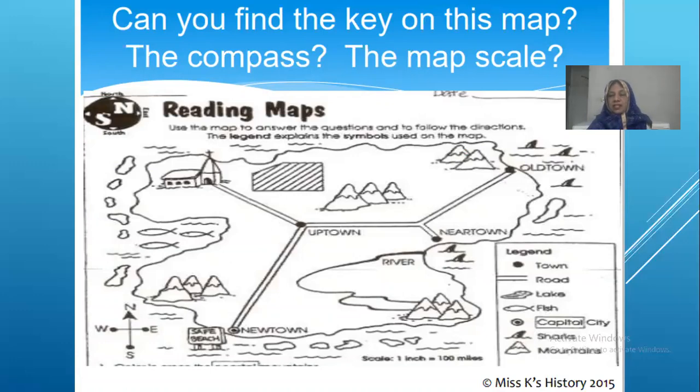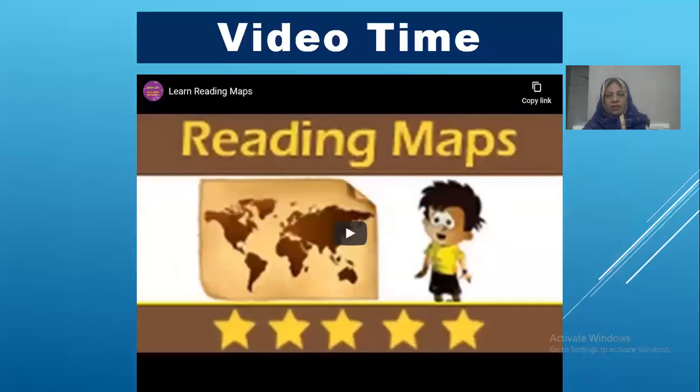Then the scale: larger areas are converted into a smaller scale and then drawn on the map. Next, the compass rose, which shows north, east, south, west and some intermediate directions. Now you have to watch this video, which will help you understand how to draw a map and what things are represented on the map.